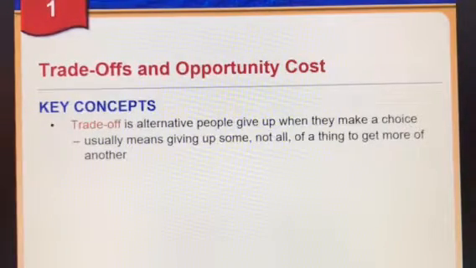In every decision there is a trade-off involved. Okay, it's the alternative you give up when you make a choice. Okay, so you're going to make a choice when you leave Cane Ridge High School, whether you're going to go to college or you're going to go to work. You may be able to do both. Okay, but whenever you make an economic decision, there's always a trade-off involved.